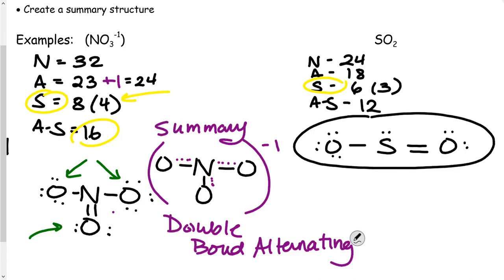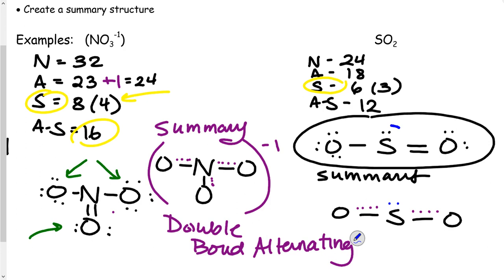Now, to show the summary structure of that, take your skeletal structure with the single bonds, represent the double bond as a dashed line. To the bonded oxygens, you do not need to put the lone electrons. However, the 2 lone electrons that were on the sulfur as the central atom have to remain intact. So these little guys right here are lone electrons that need to be maintained.